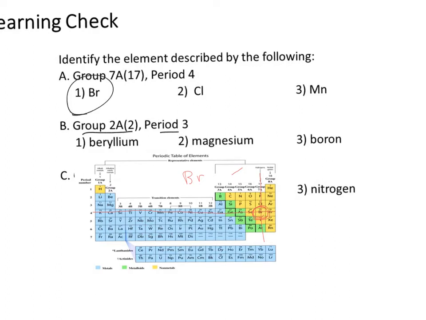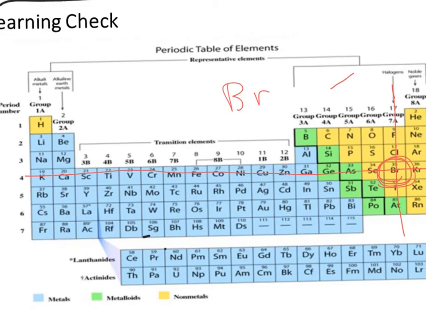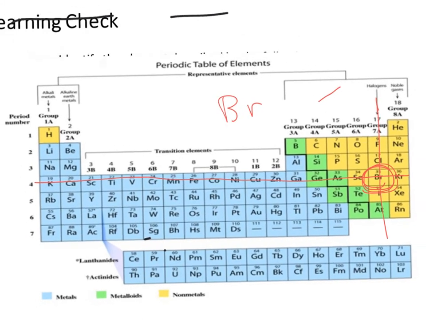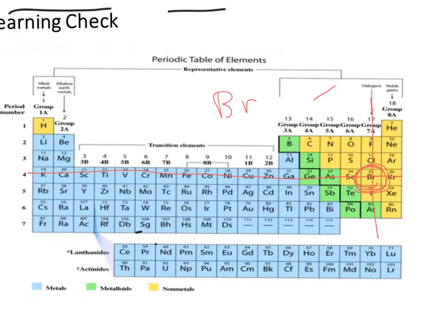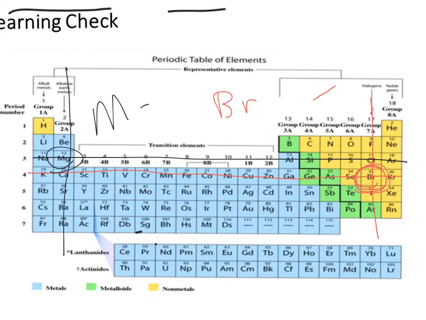All right, next question. Group 2A, period 3. So let's bring up our periodic table again. So this time I'm doing group 2A, period 3. So I'm going to go period 3. Now I'm going to look for group 2A, and it's right there, magnesium.